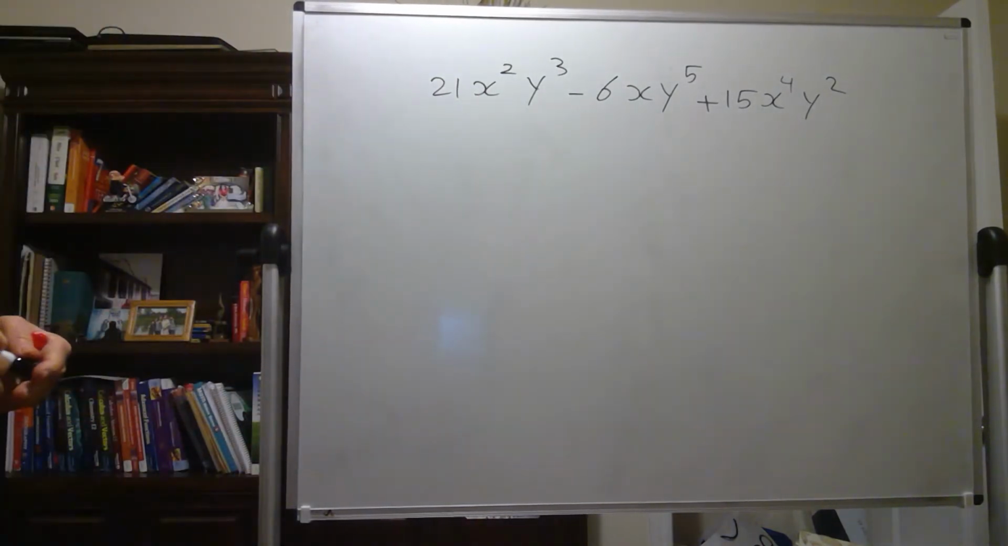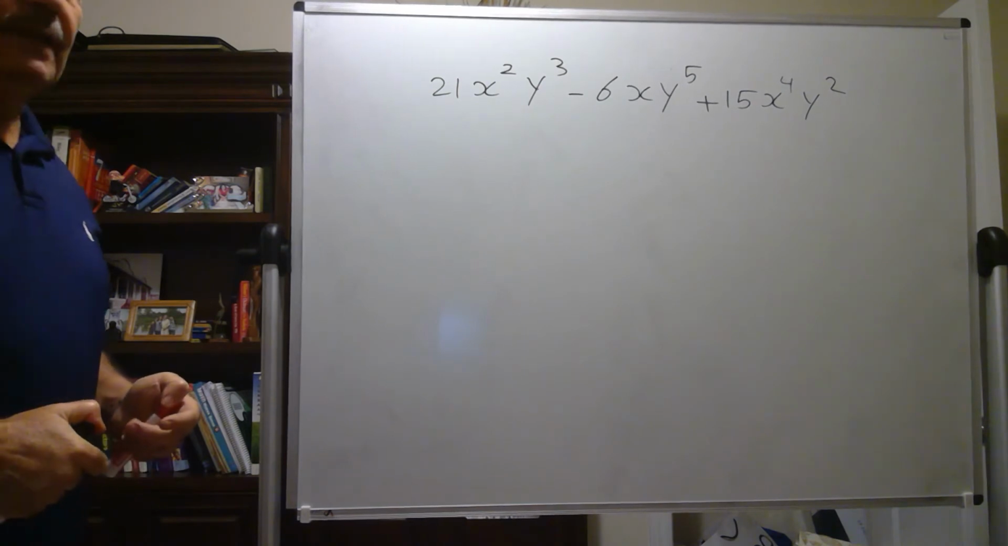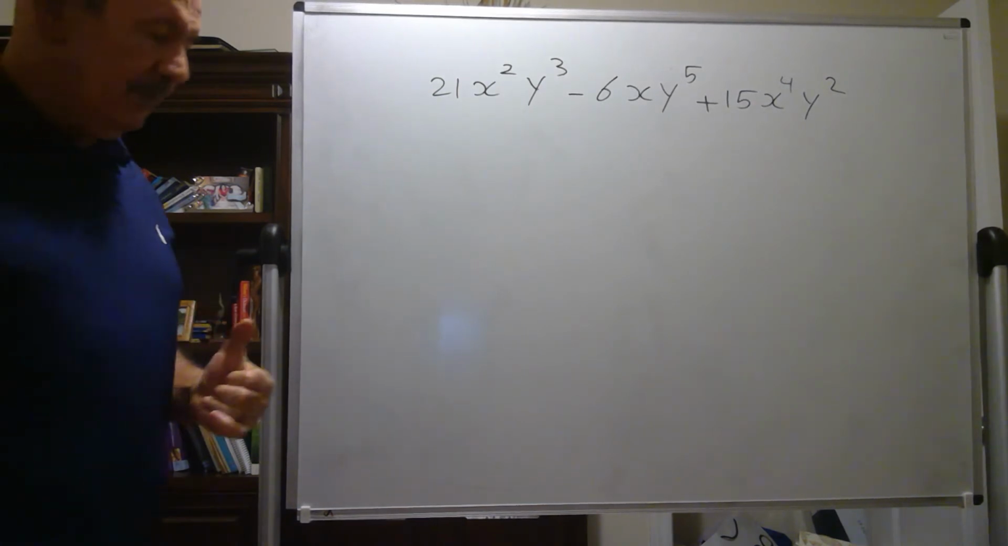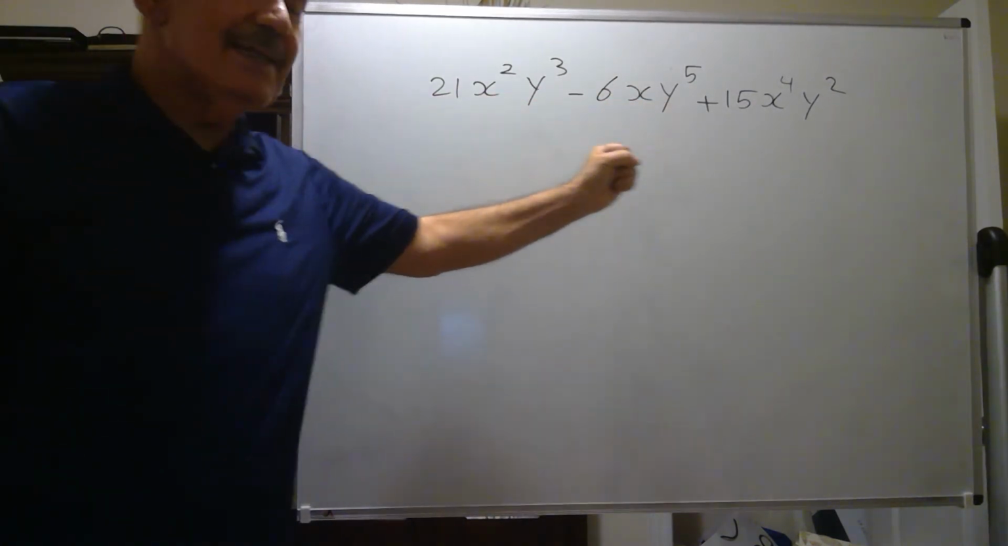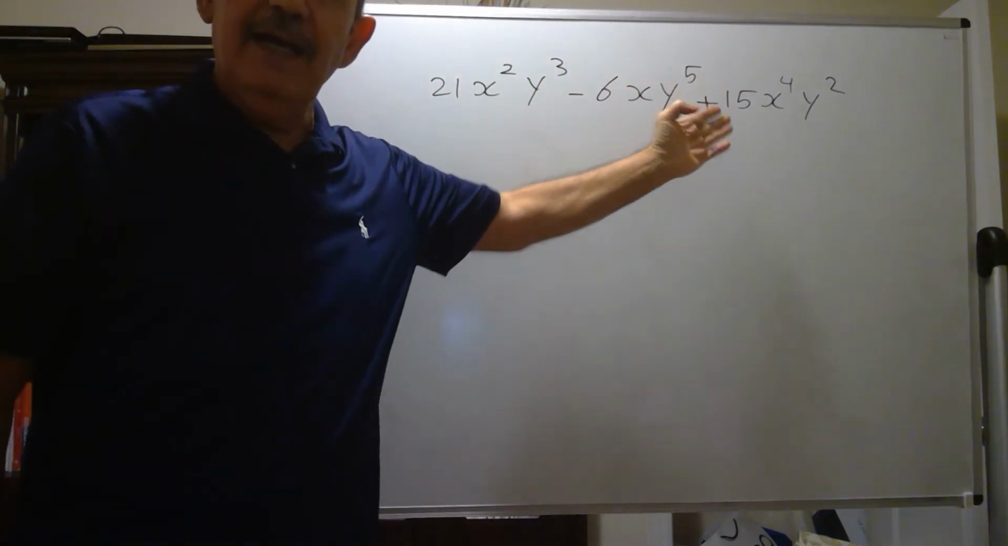As you see, this is a trinomial. It has 3 terms and we want to factor it. For factoring, remember, we should find the GCF. What is the GCF between 21, 6 and 15?